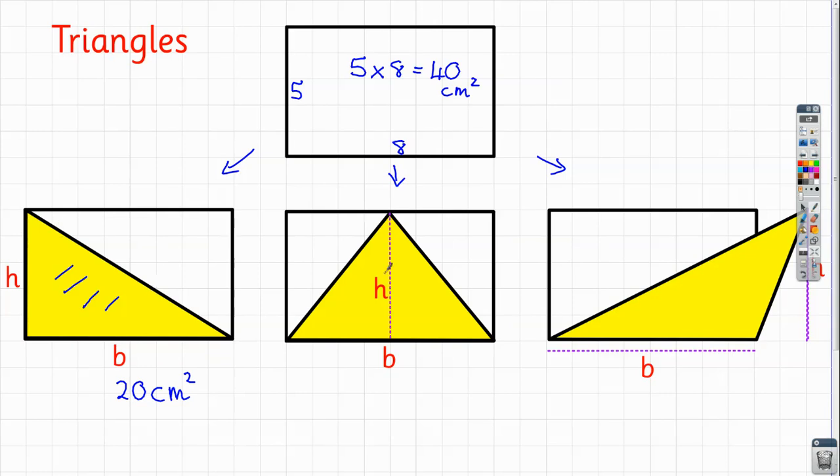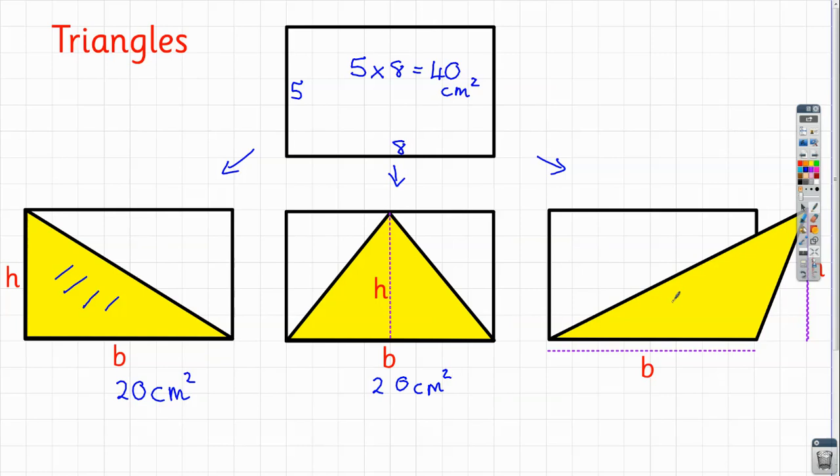We look at the triangle on the left. Hopefully you can see the same rule applies. The vertex at the top is in a different position, but that yellow triangle takes up half of the area of the rectangle. And again, the rectangle is 40, so that triangle also has an area of 20 square centimetres.